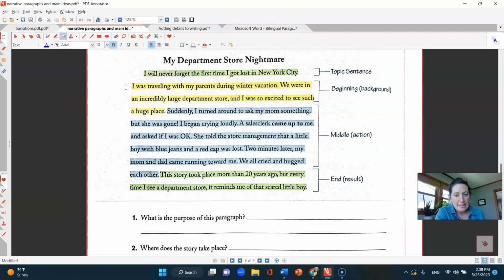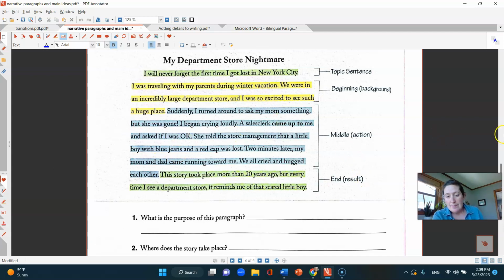I was so excited. And then the middle tells the actual action that happened, that he lost his mom, started crying, and all that other important information. And then in the end, you see that you also have a concluding sentence that shows the result. The story took place more than 20 years ago, but every time I see a department store, it reminds me of that scared little boy.